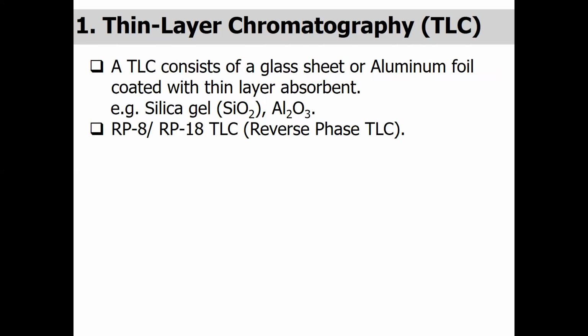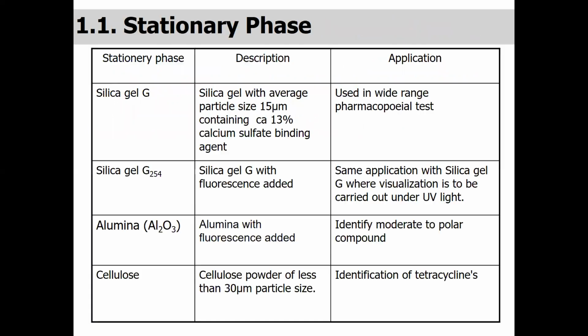If you look, the TLC consists of a glass sheet or aluminum foil, which is coated with a layer of adsorbent. Generally used adsorbents are silica gel or alumina, and sometimes for the identification of polar compounds, we also use RP8 and RP18 TLC, which is also known as reverse phase TLC. RP8 means it contains an octyl chain, and RP18 means an octadecyl silane chain. These are some examples of the stationary phase.